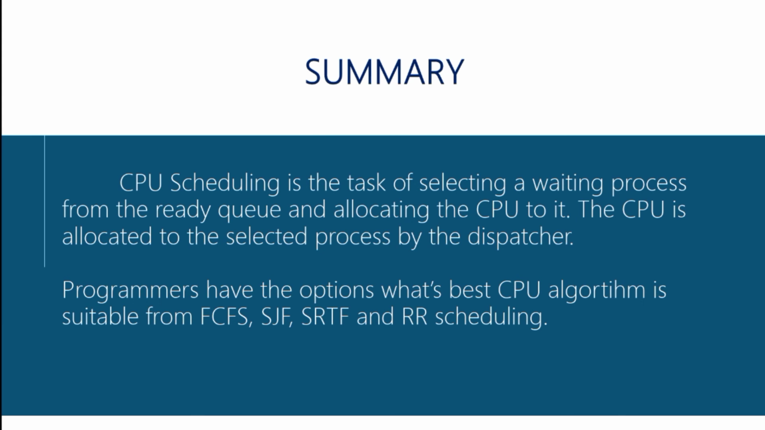CPU scheduling is the task of selecting a waiting process from the ready queue and allocating the CPU to it. The CPU is allocated to the selected process by the dispatcher. So programmers have the options of what best CPU algorithm is suitable for FCFS, SJF, SRTF, and RR scheduling.